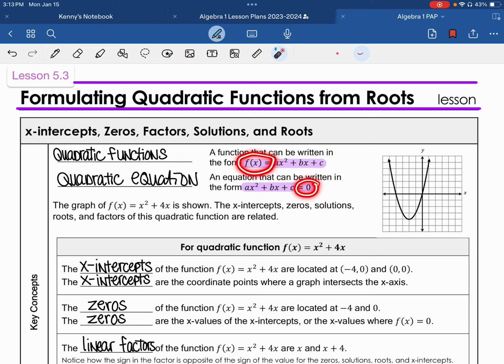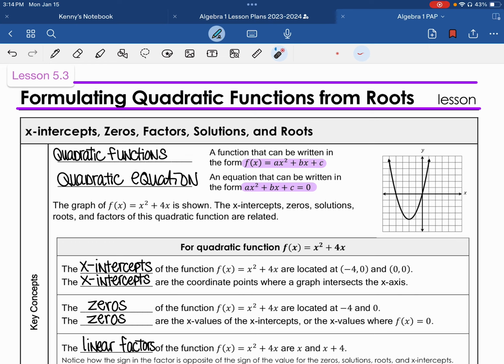In the first one, the function, we're ready to go ahead and graph. F of x, remember, is y equals. And so we're just ready to put that into a graphing technology, and we can see what the graph looks like. In the equation form, when we're equal to 0, we're setting up ready to find our roots.